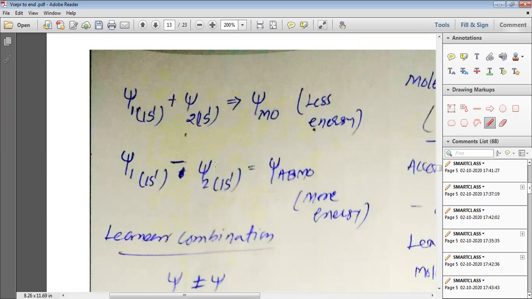But when they combine linearly and there is a subtraction, when wave function 2 is subtracted from wave function 1, we get a new kind of molecular orbital, which is known as psi ABMO. It simply means a psi antibonding molecular orbital. This antibonding molecular orbital, formed by the linear combination of the two wave functions, has more energy as compared to the two atomic orbitals from which it is formed.